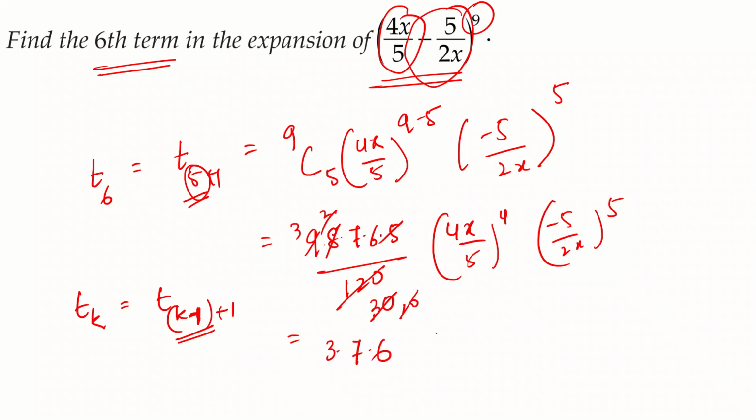4 to the power of 4 is 16 times 16, which is 256. This is 256 x to the power of 4. 5 to the power of 4 is 25 times 25, which is 625. And minus 5 by 2x, so minus, and there is an odd power, that means we'll be having minus into minus into minus 5 times, so we'll be having a minus. So let me take it outside, I'll be writing a minus over here.